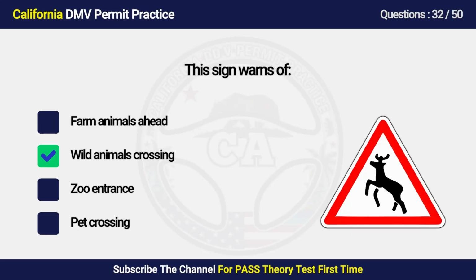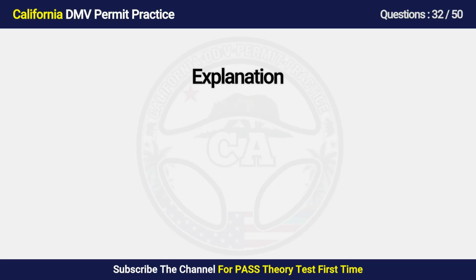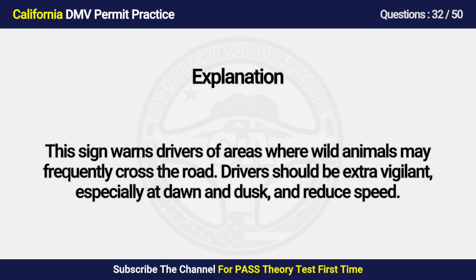Answer is B. Wild animals crossing. This sign warns drivers of areas where wild animals may frequently cross the road. Drivers should be extra vigilant, especially at dawn and dusk, and reduce speed.